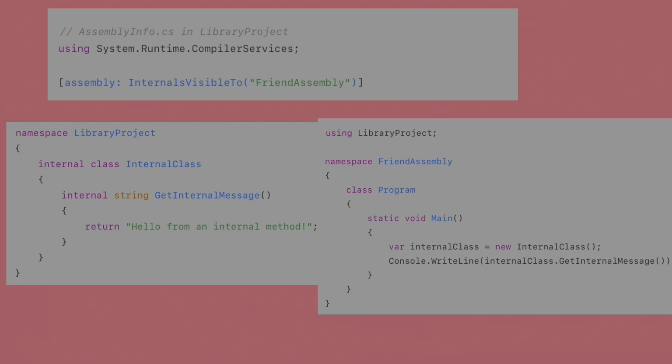This one, bottom right, is accessing the internal members of a different class. These are the internal members of the library project, the internal class. The GetInternalMessage method of this class can be accessed from the Program class in the friend assembly namespace. So we can see the internal method here, and the internal class is accessible to the other assembly. This is the beauty of getting a friendship between one assembly and another using InternalsVisibleTo.